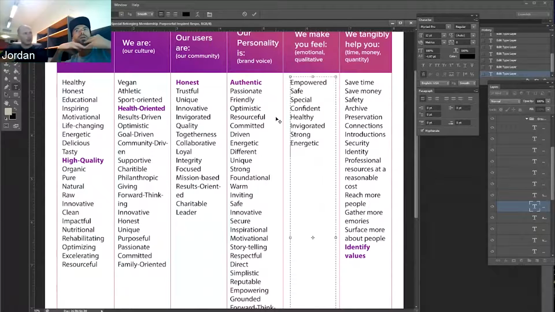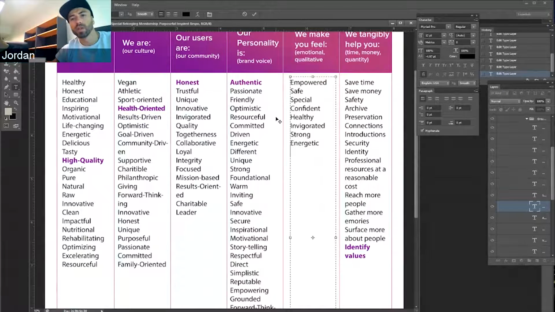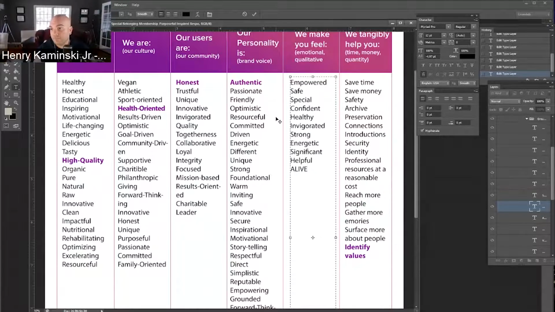What's the word for when they know they're part of something that's giving back, they feel warm, they feel, that's what I'm trying to. It's sort of like significant. Yeah, significant. They feel helpful. They feel alive. Alive, yeah. That's the first one we said. We forgot to put in there. Perfect.